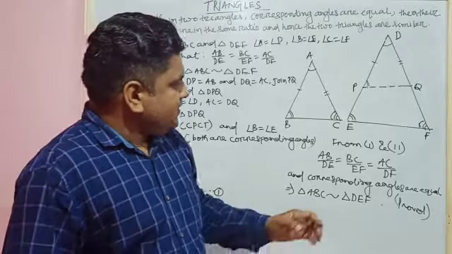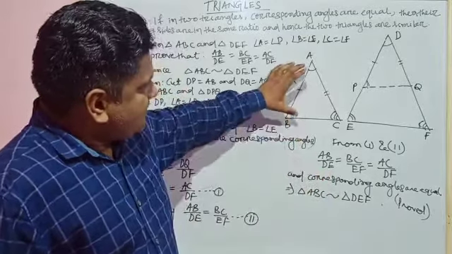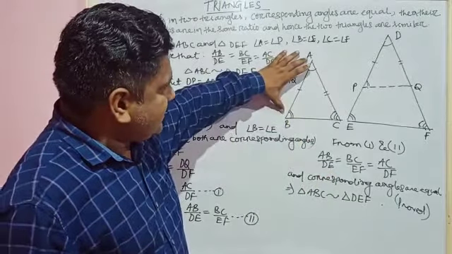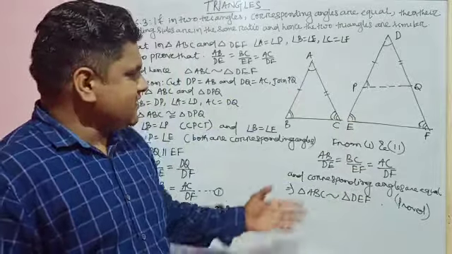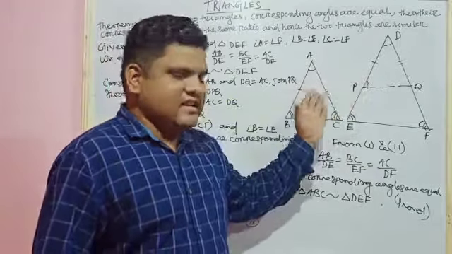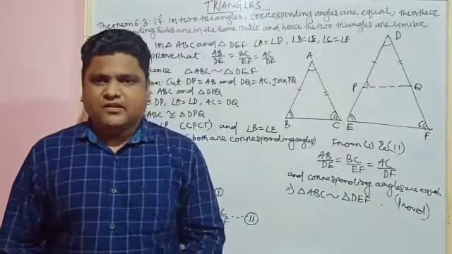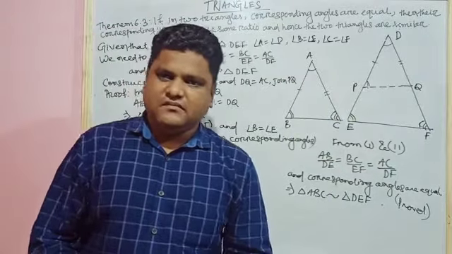Next, if AB is greater than DE, then also the proof will be similar. AB is greater than DE or DE is less than AB, both are the same thing. So my dear students, we have proved this theorem.